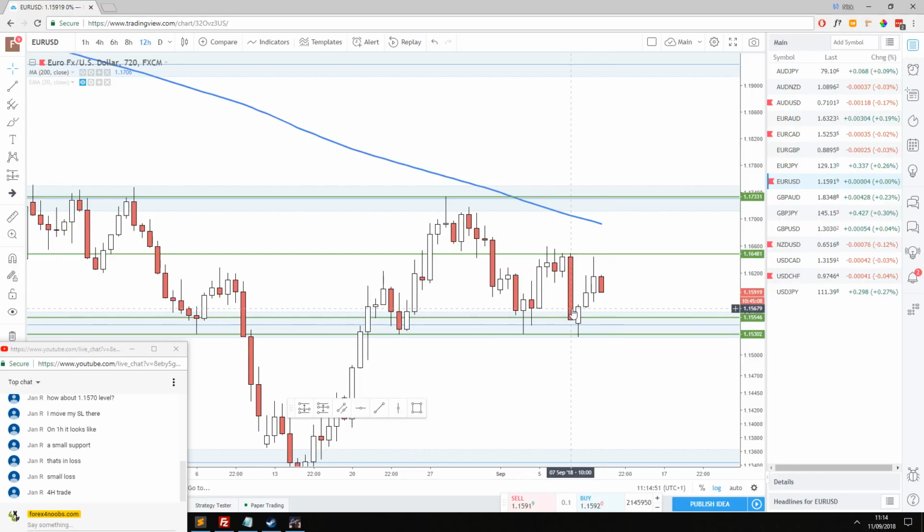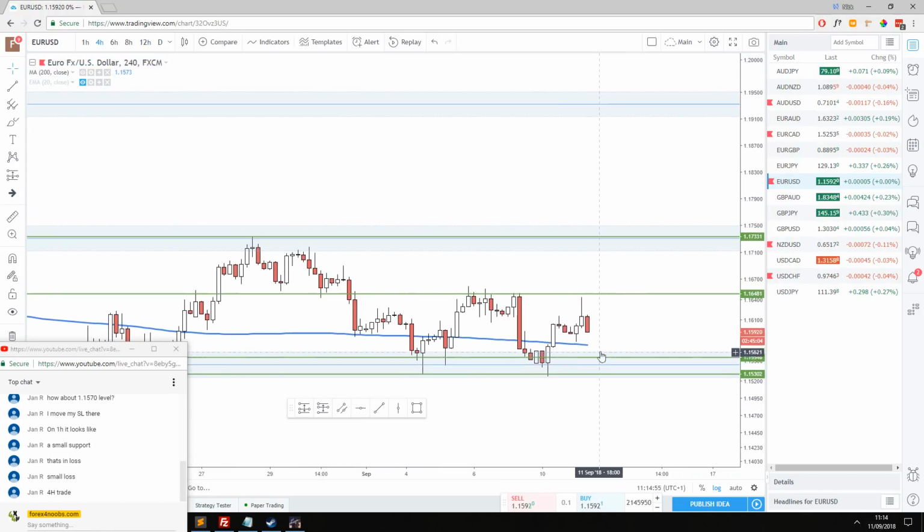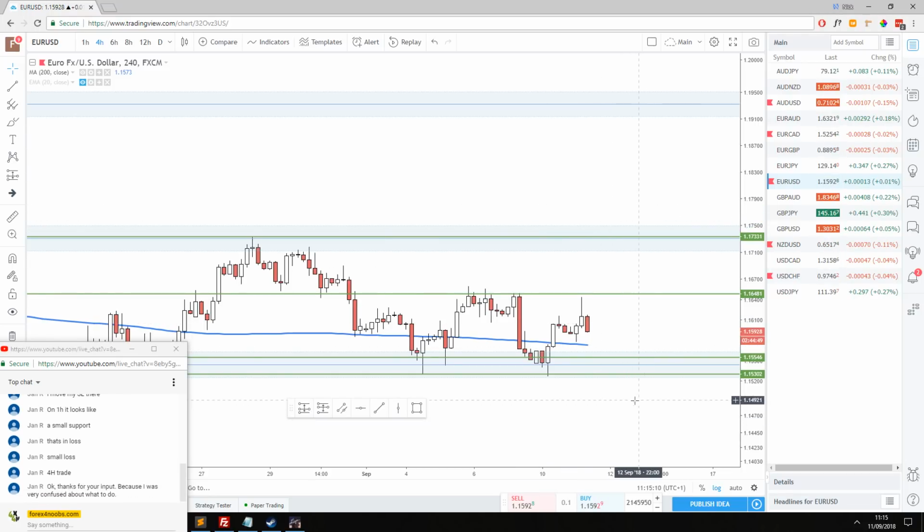Four-hour trade, that's still one of the higher time frame trades. It's not using the new setups. Yeah, I would say there's a high chance that your stop is going to be hit if you move it to the 1.1570. But hey, it could also just turn around from here and shoot up. That's the thing with trading. You never know what's going to happen.